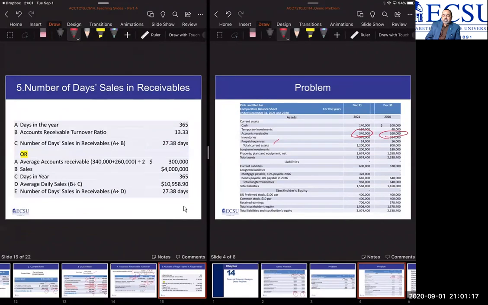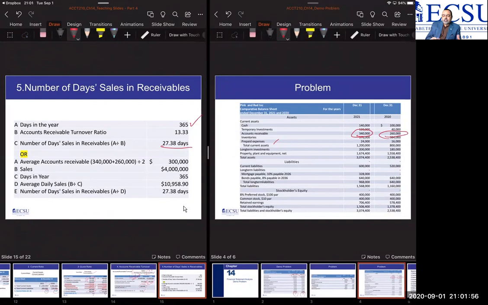That's the number of days sales in receivable. It gives you the same idea. I told you there are two ways of calculating the ratio. Either you divide 365 by the accounts receivable turnover ratio. If you calculate that, it comes to 27.38 days. So essentially, we are taking about a month to roll over our accounts receivable. We sell goods on credit and we collect them, so the whole process is taking around 28 days.